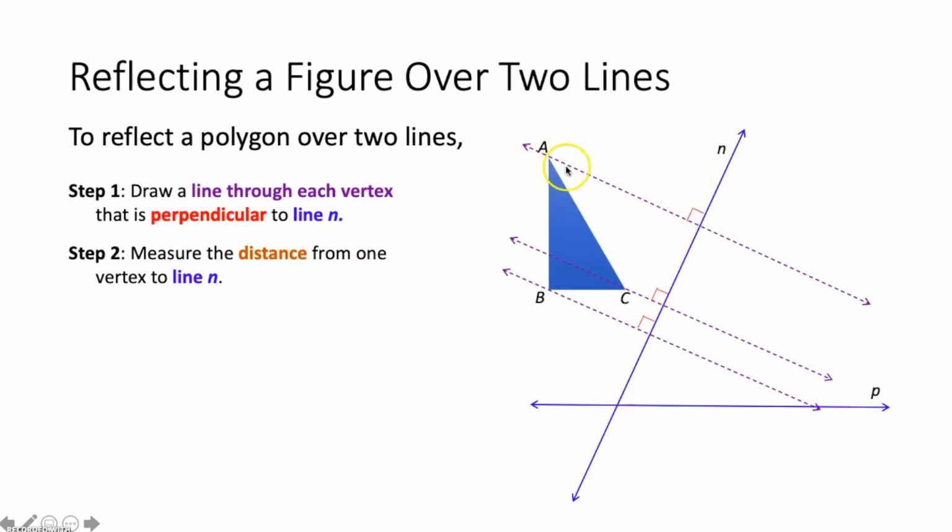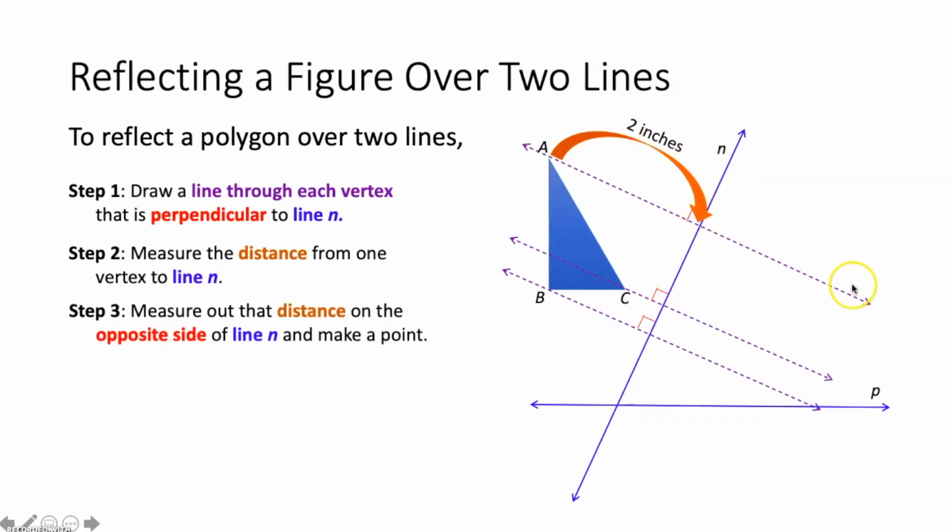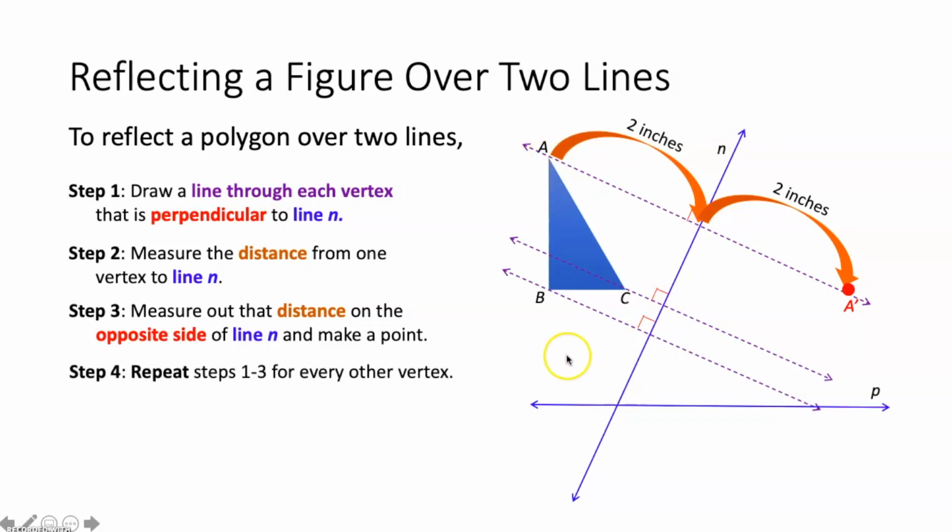Well, I'm going to take my ruler, measure that distance, and let's say it's 2 inches. I'm then going to take that 2 inches and measure it on the other side of line N, on that perpendicular line that I drew. And there is where I'm going to put A prime, the image of point A after it's been reflected in line N. Let's do the same thing for every other vertex.